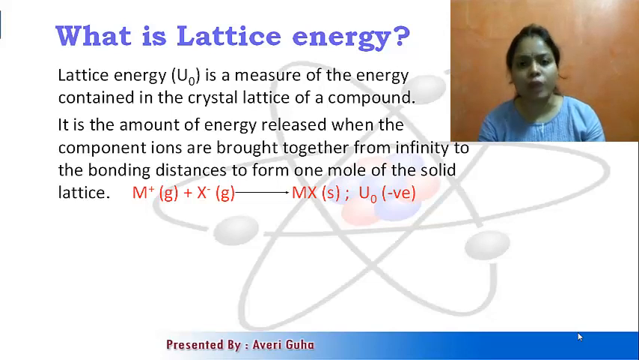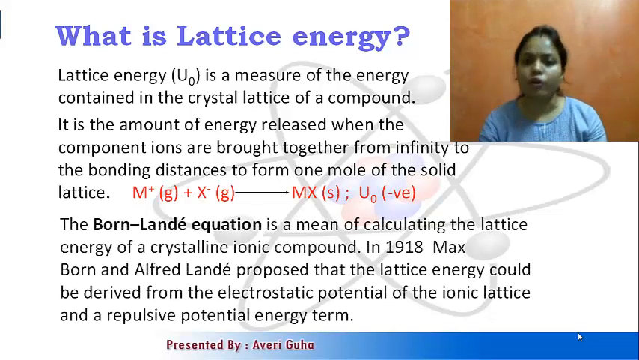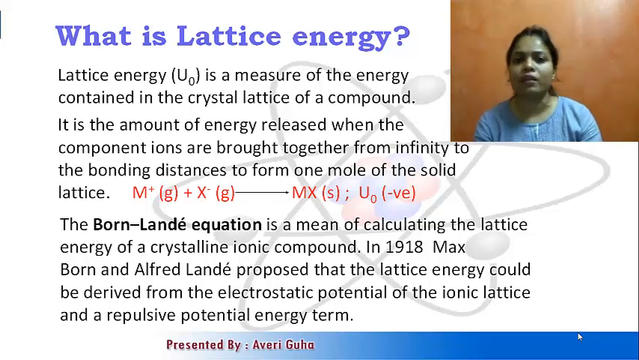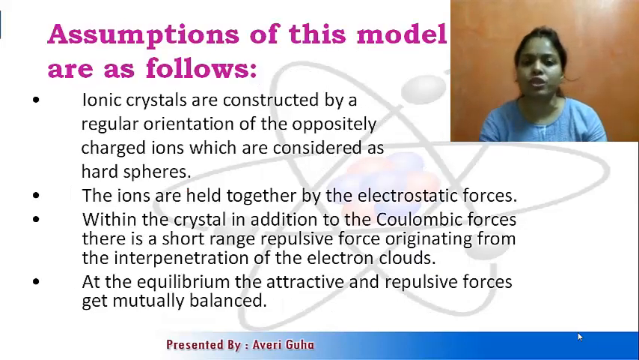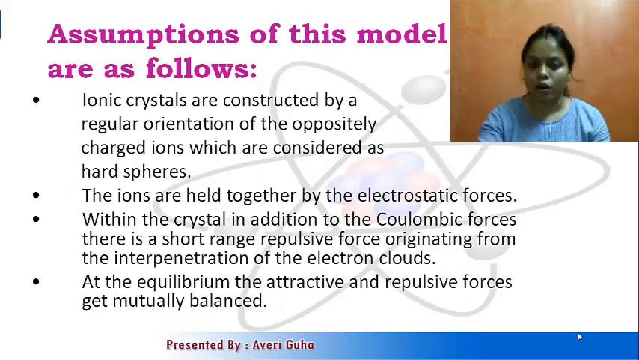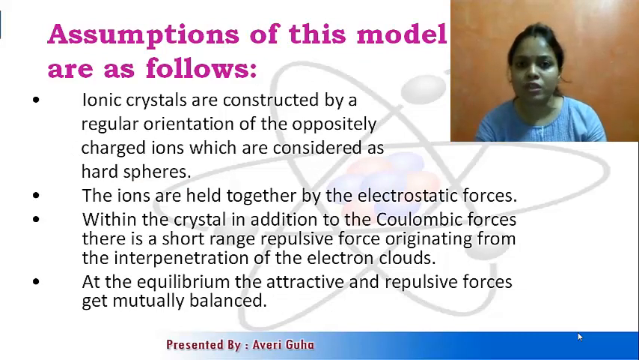Now there are several ways in which we can calculate lattice energy, and Born Lande equation is one of the ways. In 1918, these two scientists, Max Born and Alfred Lande, first proposed this equation, and they assumed that if we can calculate the potential energy of a particular solid lattice, then we can get the information about its lattice energy. So before going into the derivation portion, let's have a look at the assumptions they made in order to derive this equation.